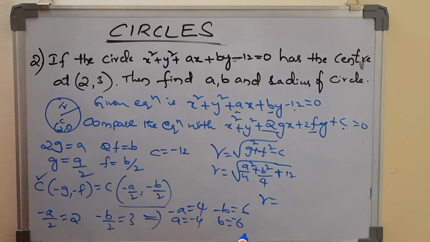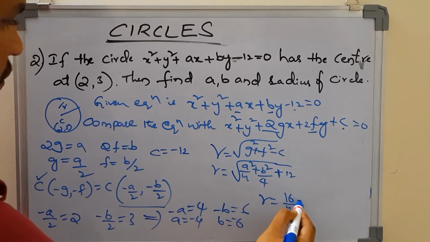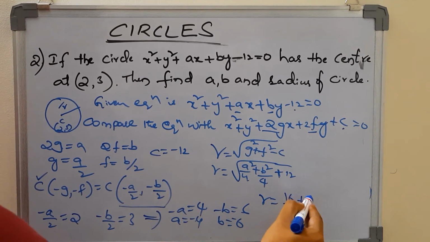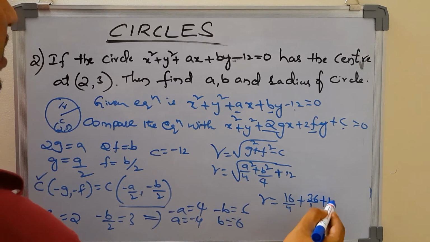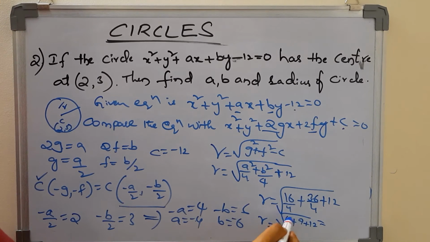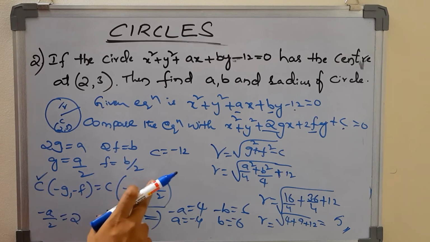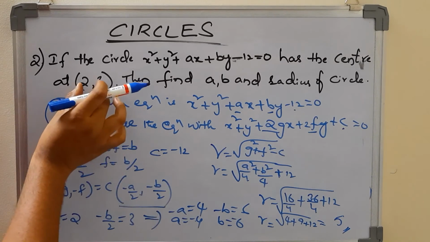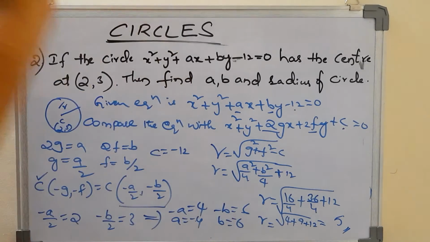So r is equals to, we know the value of a, minus 4 square is 16. 16 by 4 plus 36 by 4 plus 12. After solving this one, we get square root of 4 plus 9 plus 12. Total value is 25, root 25 is 5. So the radius is 5 and the center is minus a by 2 comma minus b by 2, that means (2, 3). a value is minus 4, b value is minus 6.